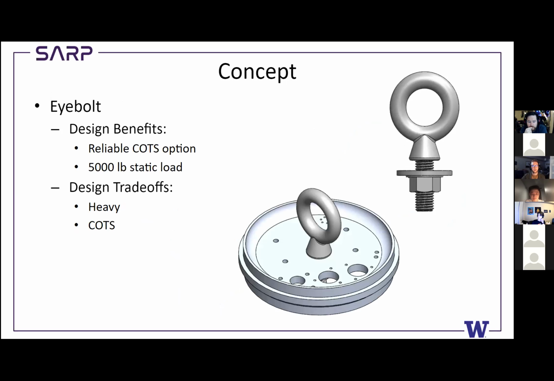Next is the eyeball, which is what the recovery system integrates with. This is what's going to distribute the load through the bulkhead. The design benefits, it's an off-the-shelf option, so we just purchase it and we're done. We don't have to manufacture anything. Design trade-offs, heavy, it's steel, and it is purchased, so it's not as fun. We don't get to make something. But next.